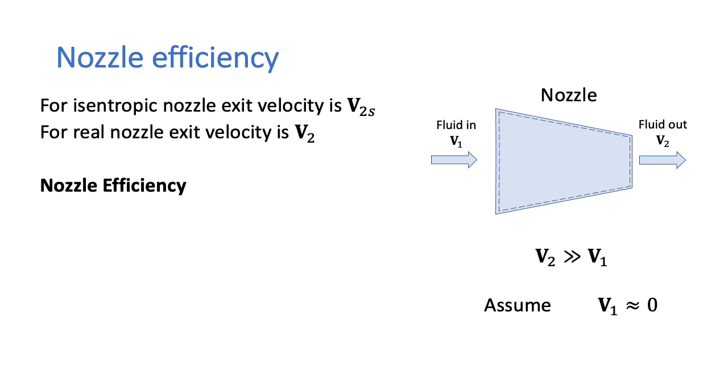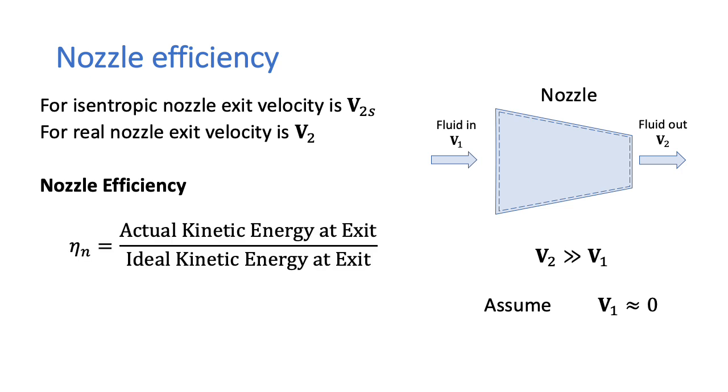We can therefore define a nozzle efficiency as being the actual kinetic energy at the exit divided by the ideal kinetic energy at the exit. The efficiency, therefore, would be v2 squared divided by v2s squared.